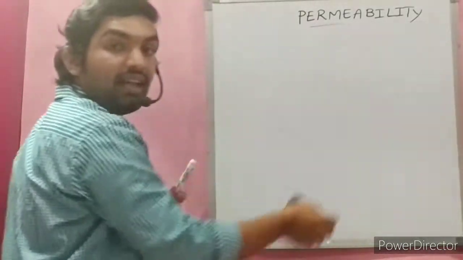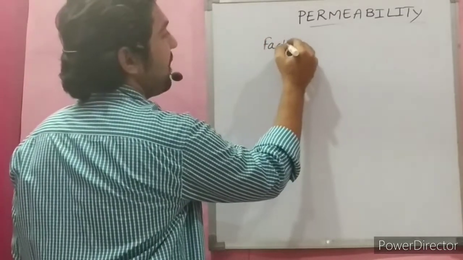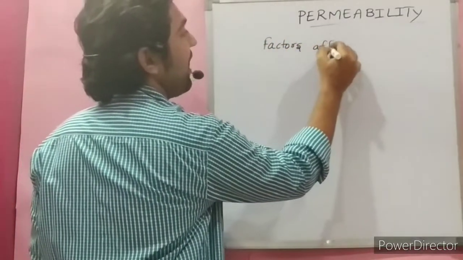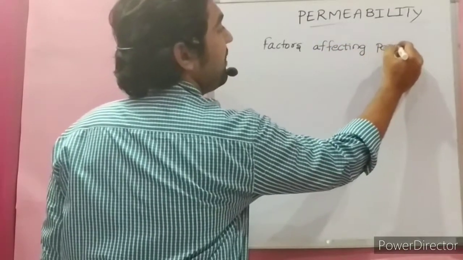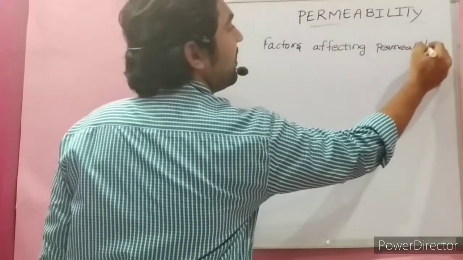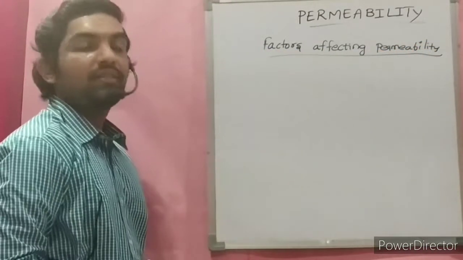Because it depends on the quotient of percolation. Now we see the factors affecting permeability. What are the factors that are affecting the permeability? See, permeability means the ability of water to flow. Water can easily flow. That is permeability, rate of flow.